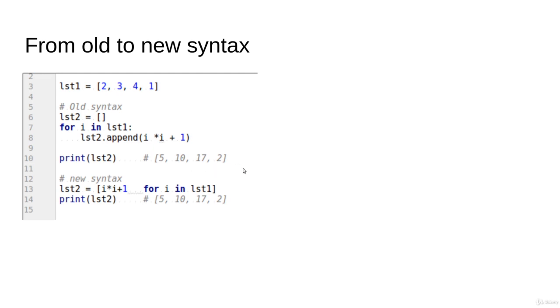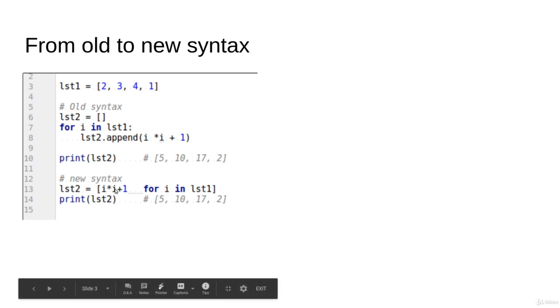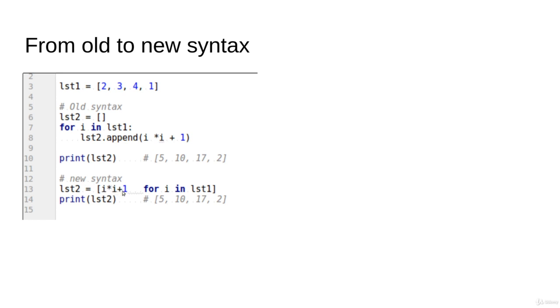Now, the new syntax with list comprehension is as following. You write a bracket open and bracket close here, and write for i in list one, exactly as this for loop. And then you put before it the value i times i plus 1, which is this value. And that's all. What Python is going to do is as following.